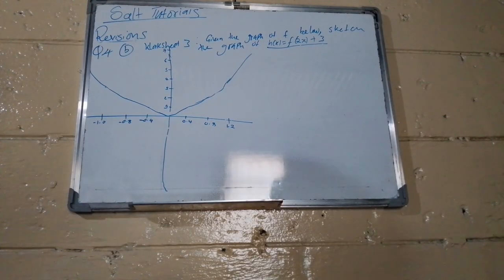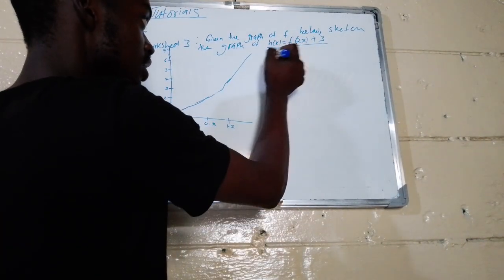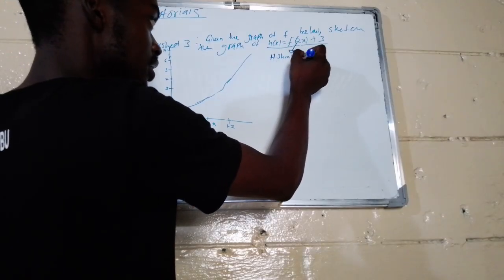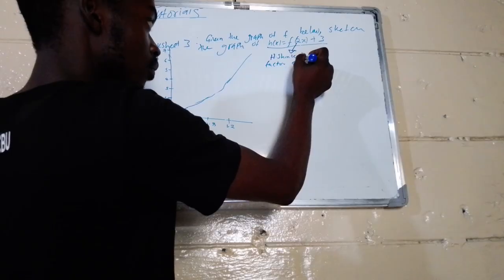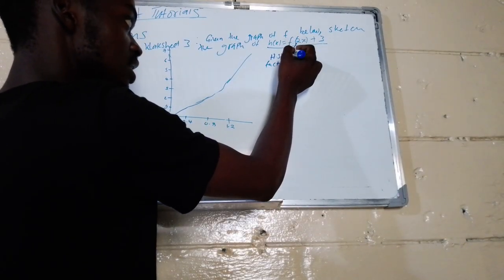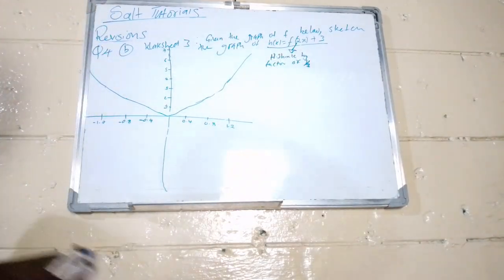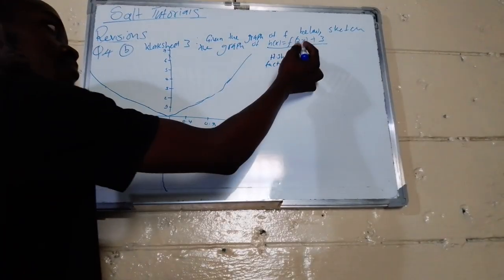Remember, what does this 2 represent? This represents a horizontal shrink by a factor of 1/2. This indicates that all the x coordinates are being multiplied by 1/2. That's the meaning. All the x coordinates are being multiplied by 1/2.